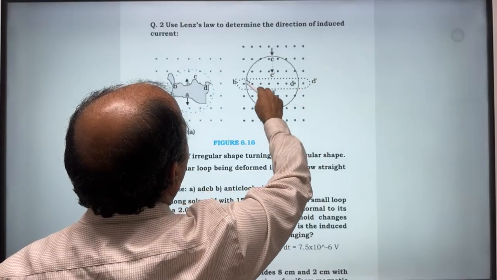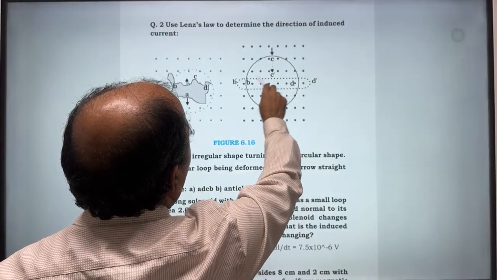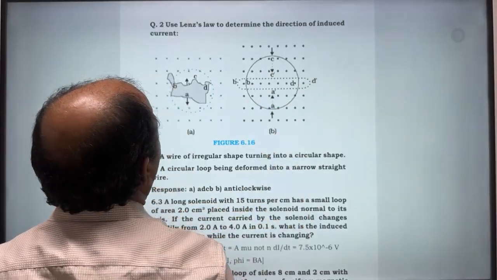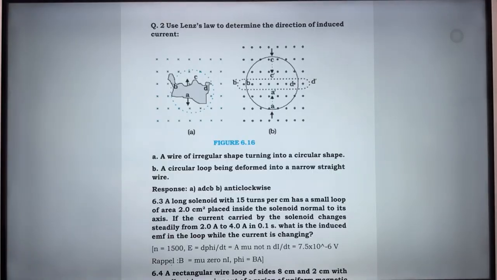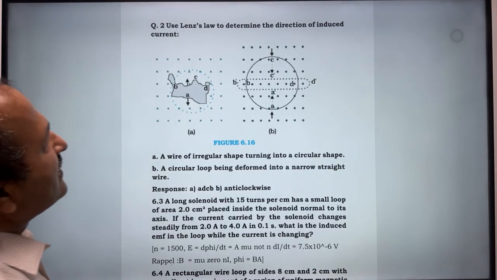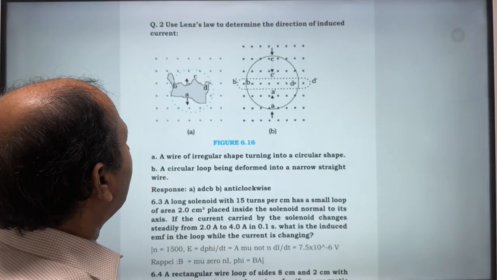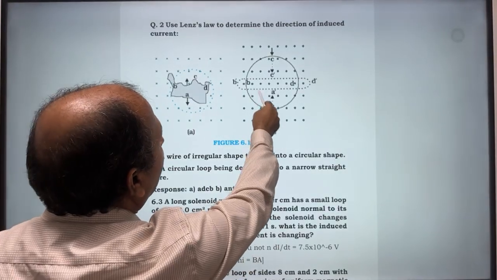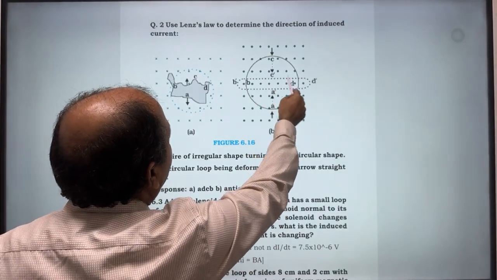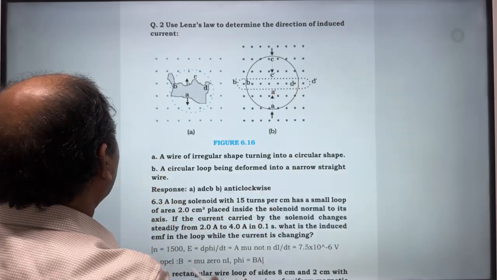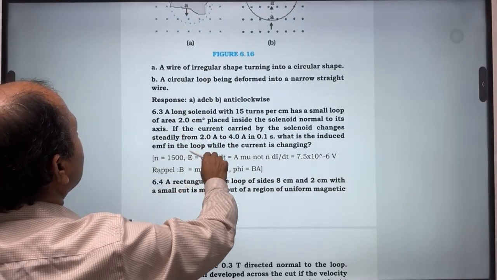Here what is happening? There is circular current loop. Now it is changed into the form of a flat wire. So area is being decreased. So direction of current will be such that it should oppose the change in flux. So it will be anti-clockwise in this loop. Here current will be like this. Alright. Now we are going to see other questions.